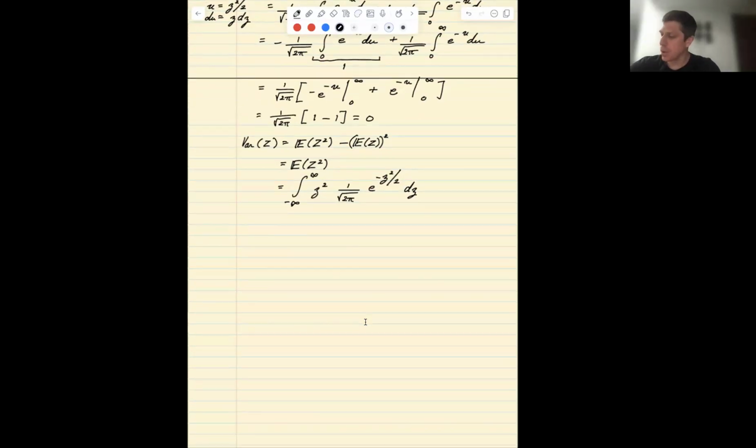We can integrate this by parts. But to do that, we would break it up like this. We break it as z times (1 over square root 2 pi) e to the minus z squared over 2 dz. So this would be u, and this would be dv.